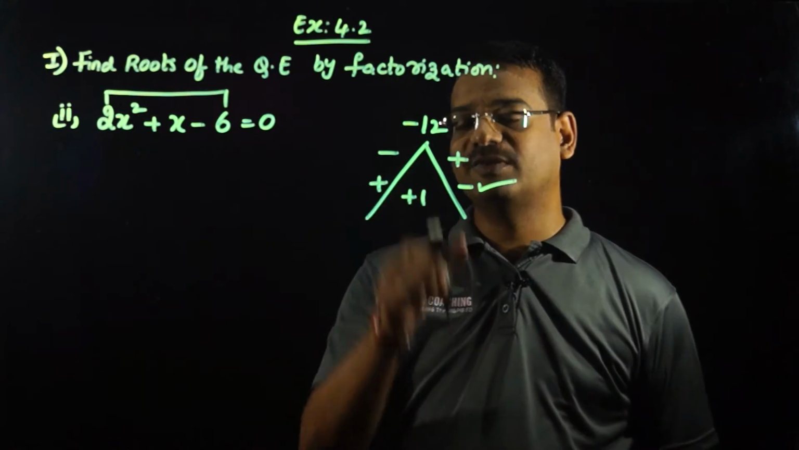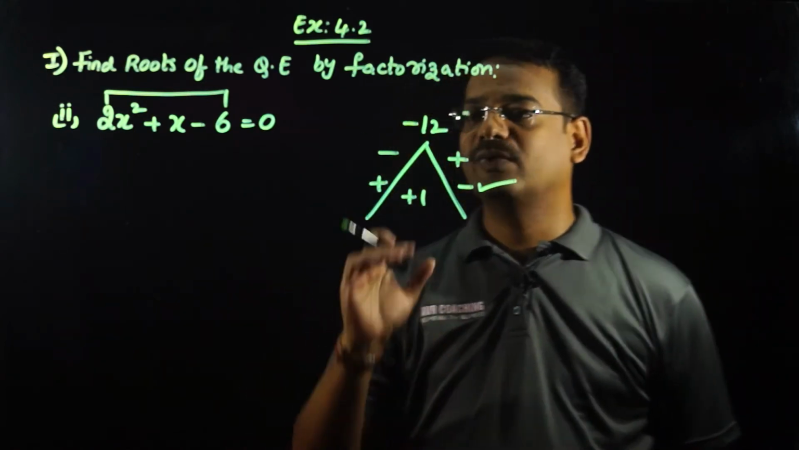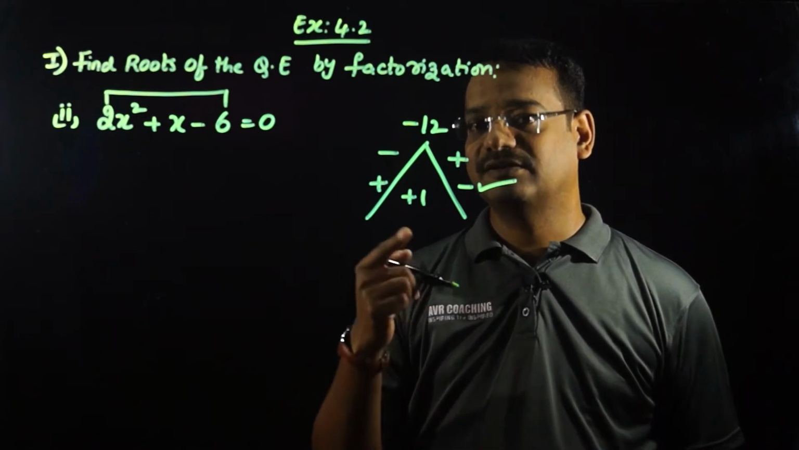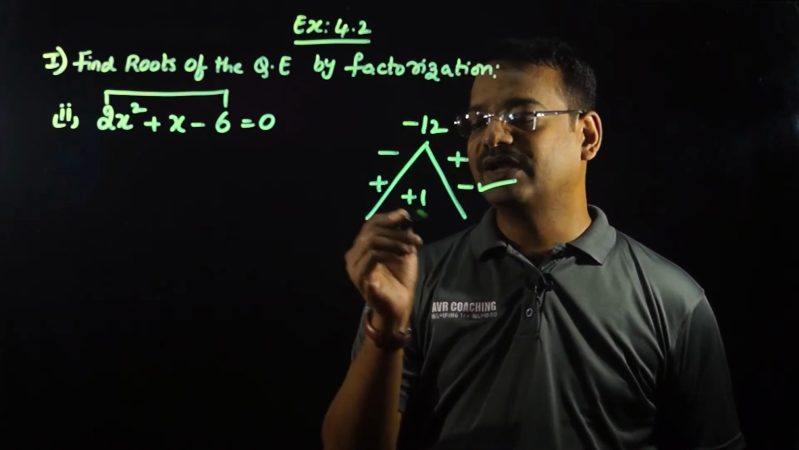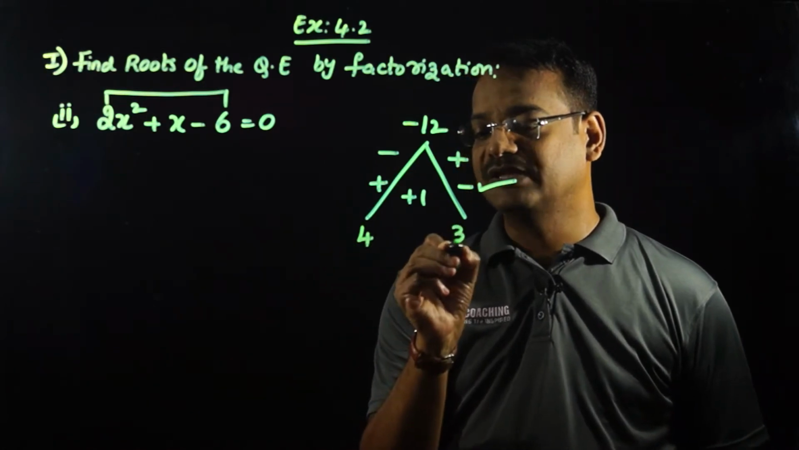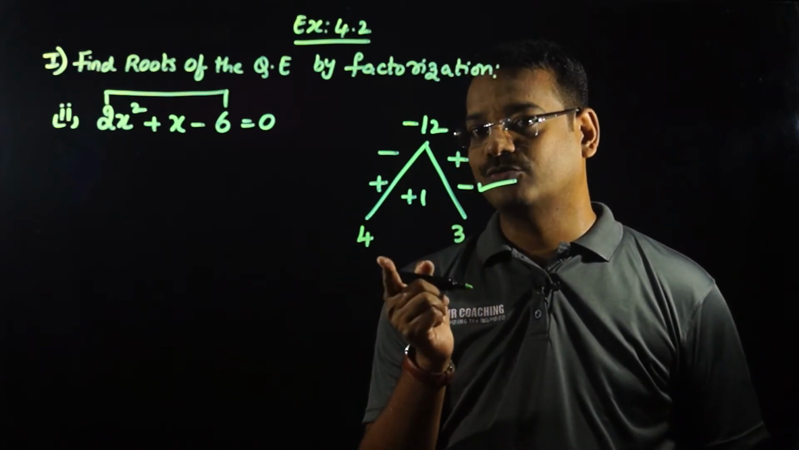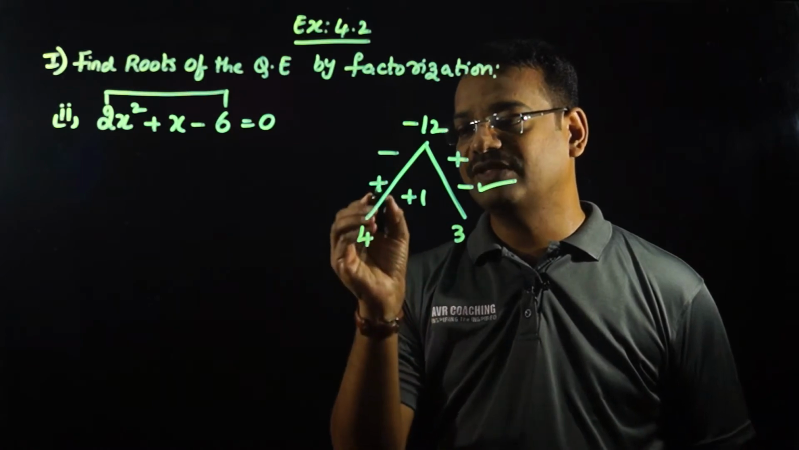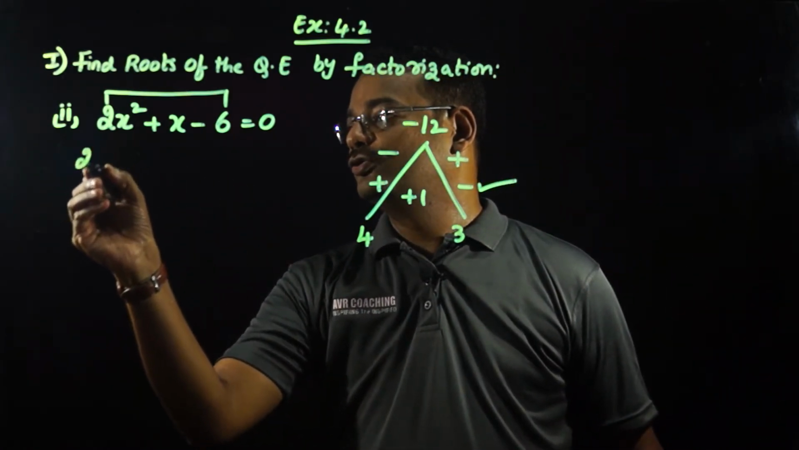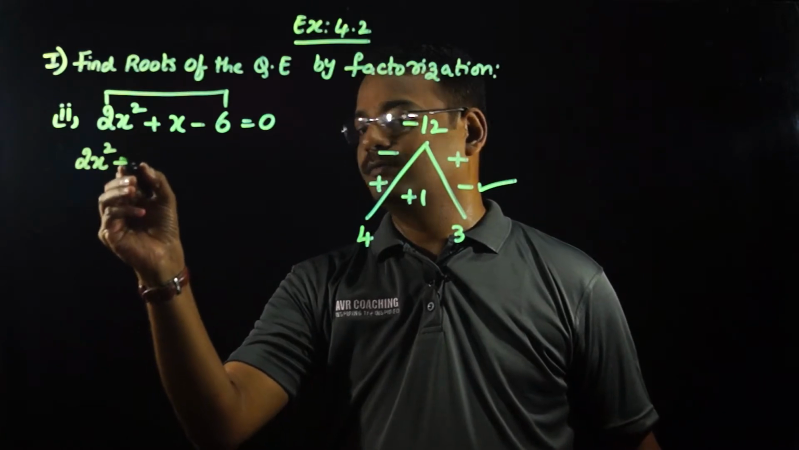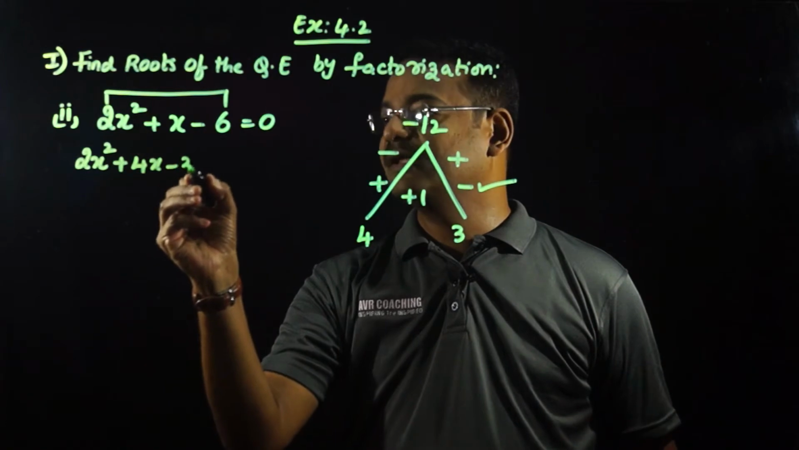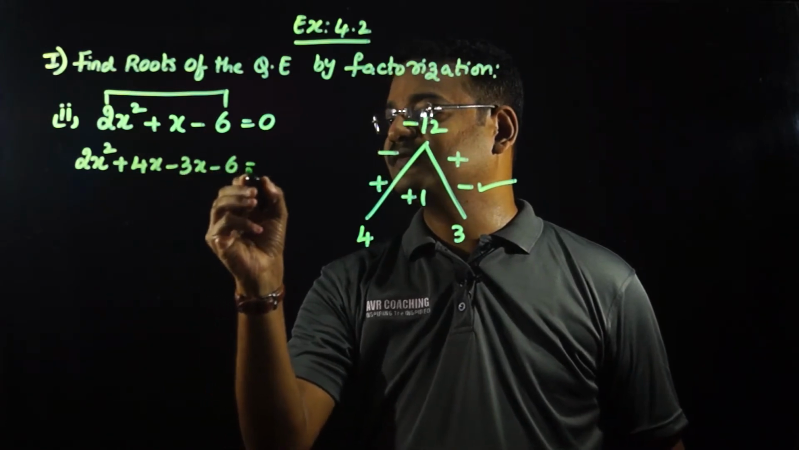So we have to split 12 in such a way that when we multiply the two terms we will get 12, and when we subtract the two terms, we will get plus 1. The only option is 4 into 3. We can take 3 into 4 also, but the condition is the bigger term should have the plus sign. So 2x square plus, now x can be split into 4x minus 3x minus 6 equal to 0.